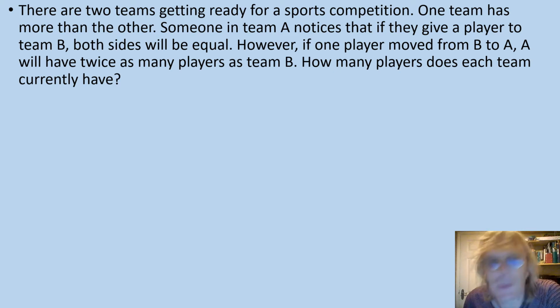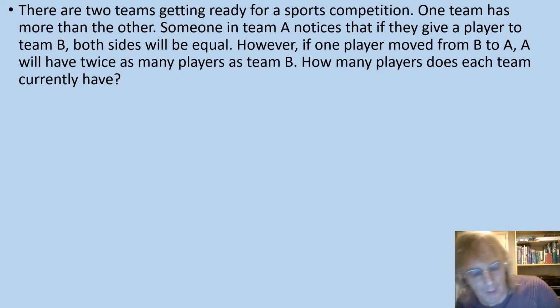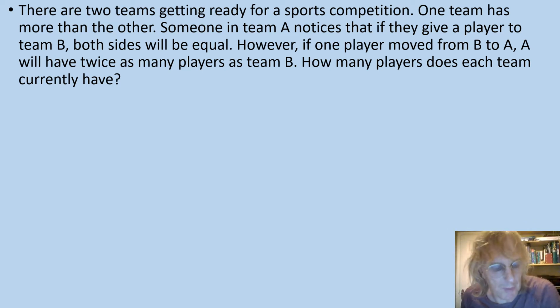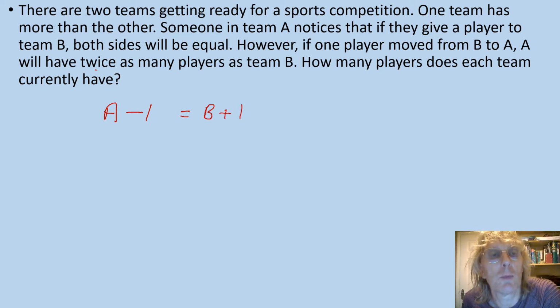Okay, so the two teams, like I said, it's simultaneous equations. So the first thing you've got to think of is we've got A and B. The two unknowns are going to be A and B, that's the size of the two teams. So if we started with Team A, if they give a player to Team B, so now we have A minus 1, that will then be equal to B plus 1. So that's one equation there.